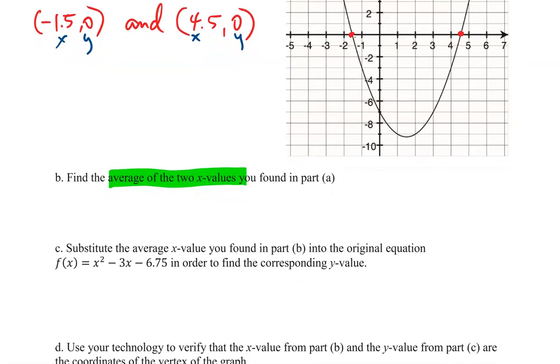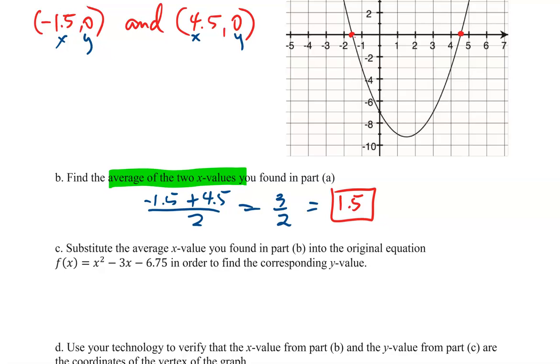So the average of the two x values is negative 1.5 plus 4.5 divided by 2. Negative 1.5 plus 4.5 is 3, divided by 2, and that is equal to 1.5.